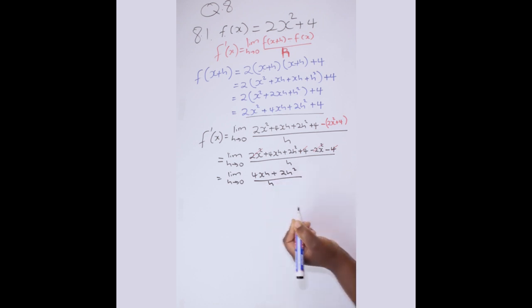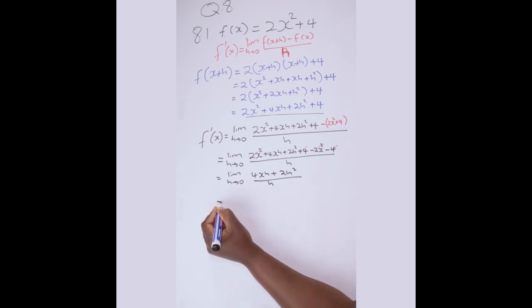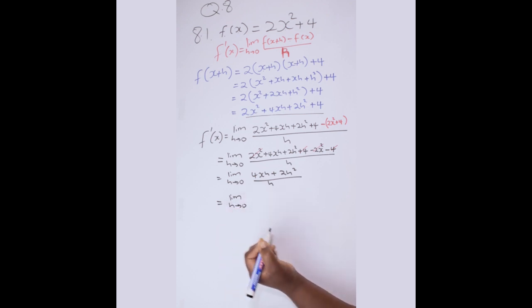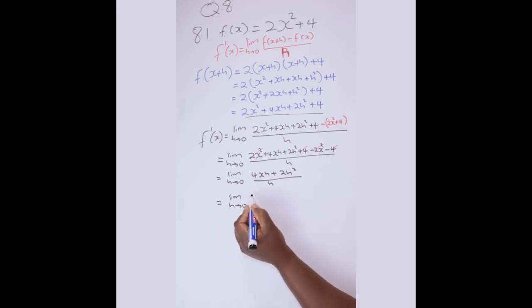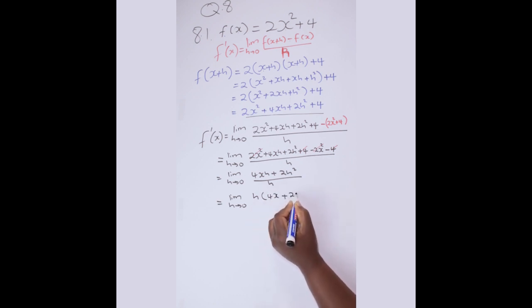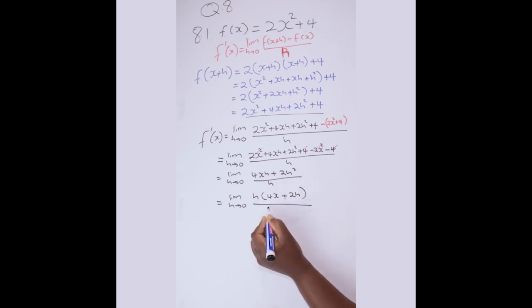Divided by h. Folks, we cannot divide by 0 because we'll get an undefined solution. So it means we have to do what? Take out the common factor of h so that we can deal with the denominator. As long as we are still writing h, it means we have to keep the limit going with us. So this h will remain with 4x plus 2h, divided by h.